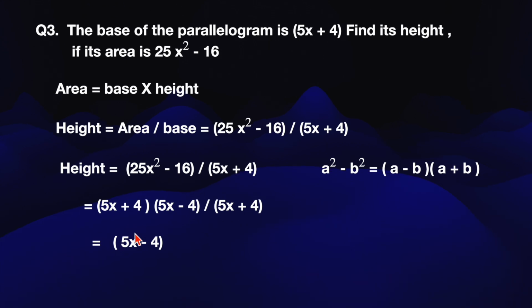See, I have factorized it into its factors. Okay. Divide by 5x plus 4. So when you divide this, you cancel out these two common factors. You are left with 5x minus 4. So that is the height.